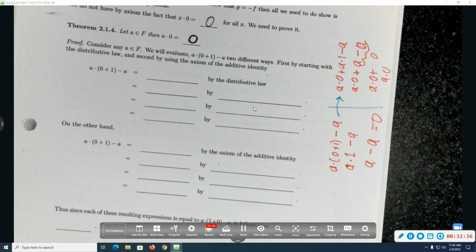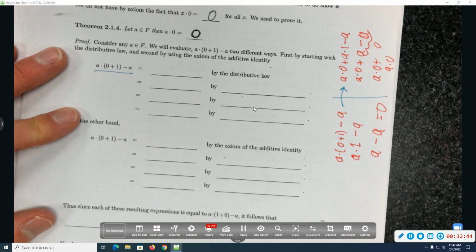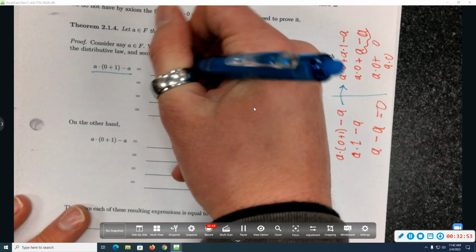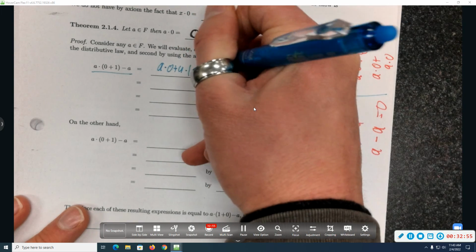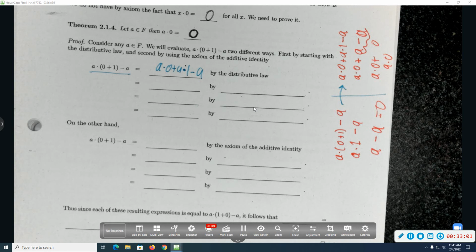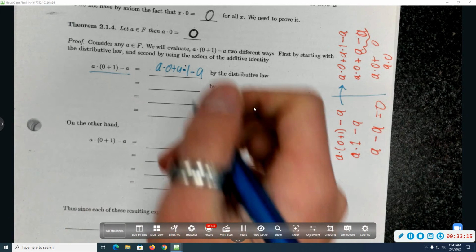And now, well, in the time that I may have stalled right there, some of you may have already filled in these lines. Right? What was step 1? By the distributive law, how could you rewrite this expression? Yeah. a times 0 plus a times 1 minus a. And what is the next thing that we did in the thing off to the side? What would you want to do now? Yeah. Additive identity? No, multiplicative identity. Yes.